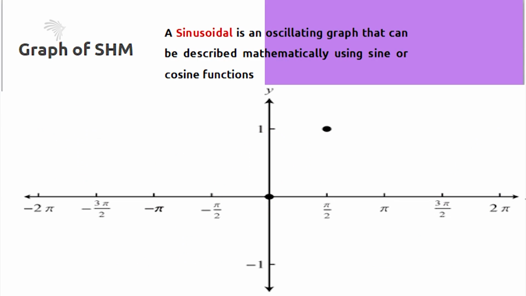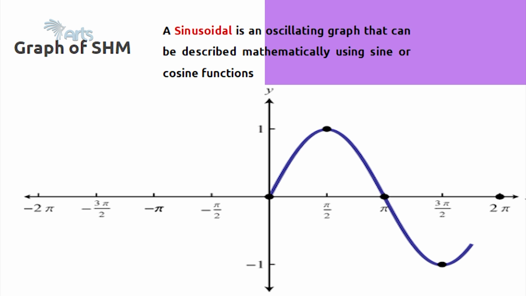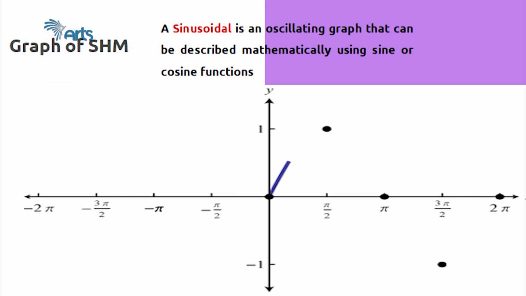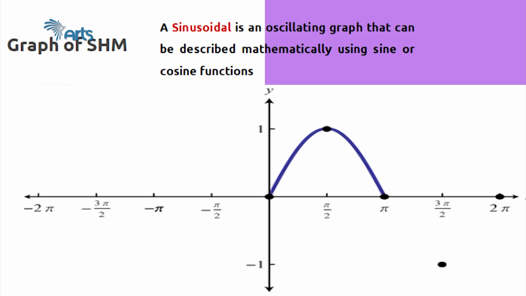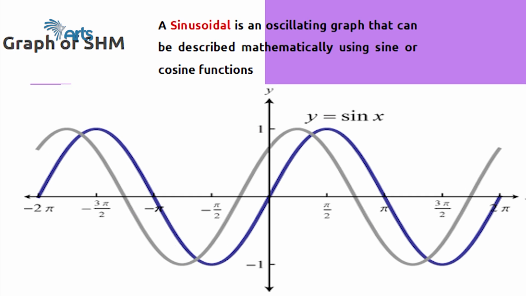The displacement time graph for an object executing simple harmonic motion is sinusoidal. A sinusoidal is an oscillating graph that can be described mathematically using a sine or cosine function, and the expression for the displacement x as a function of time can be determined with the help of this graph.